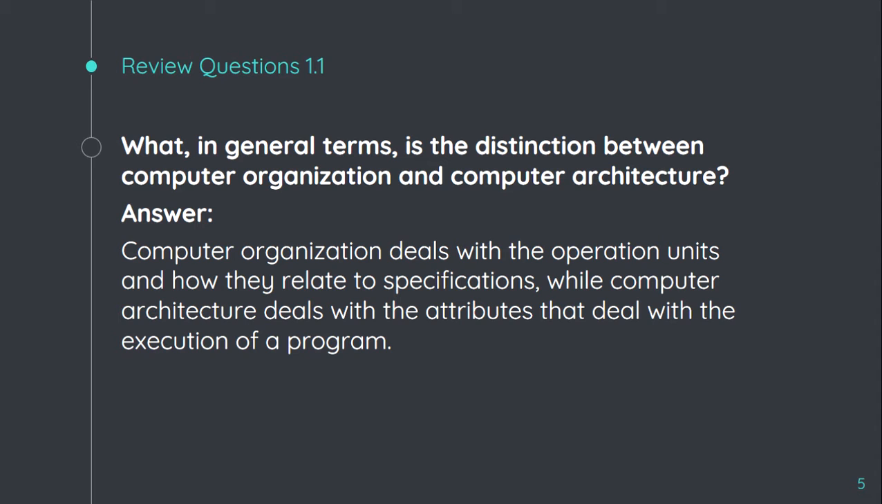Review question 1.1. What in general terms is the distinction between computer organization and computer architecture? Well, computer organization deals with the operational units and how they relate to specification, while computer architecture deals with the attributes that deal with the execution of a program.